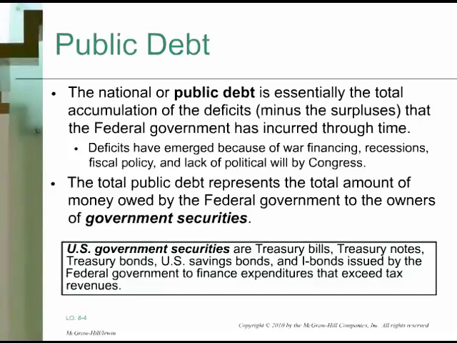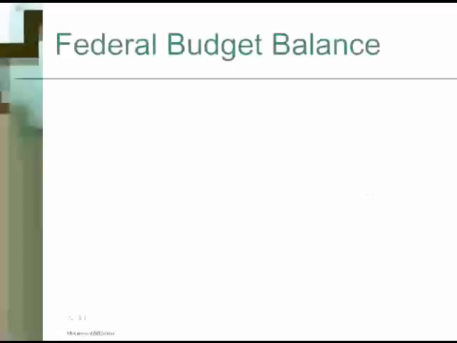The total public debt represents the total amount of money owed by the federal government to the owners of government securities. U.S. government securities are Treasury bills, Treasury notes, Treasury bonds, U.S. savings bonds, and I-bonds issued by the federal government to finance expenditures that exceed tax revenues.